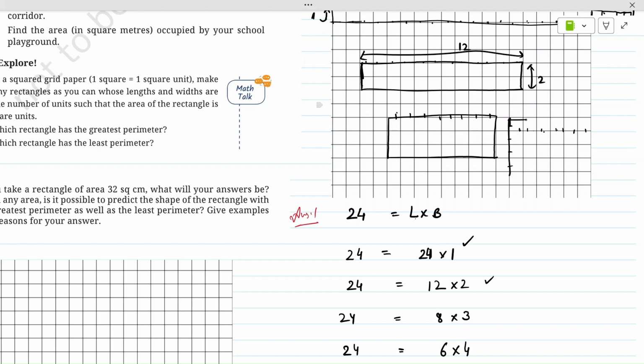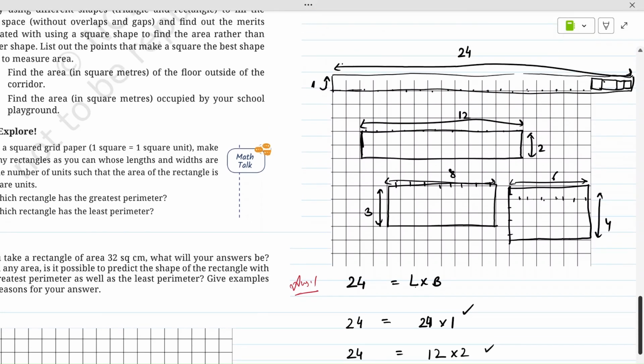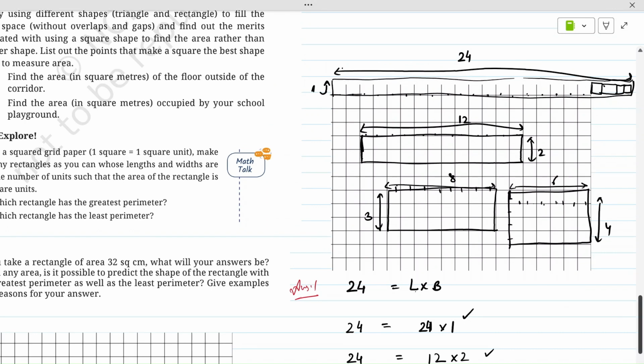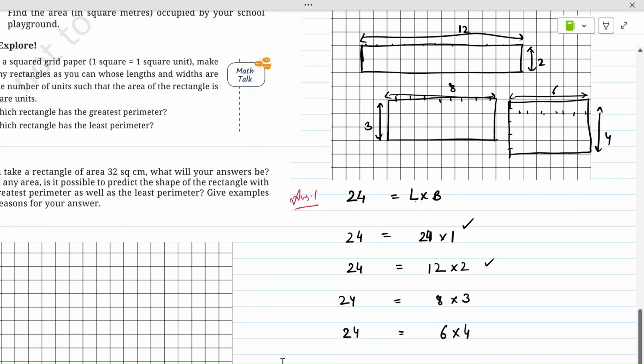So you understood how I am drawing it. I am taking 1 square unit measurement and then drawing it. So this is 6, this is 4, we have 4 squares here and 6 squares here. Similarly, we have 8 squares in length here and 3 squares in width here. Above, we have 12 in length and 2 in width. And for the topmost, we have 24 in length and 1 in the breadth here. Okay, so this is how we can make it.